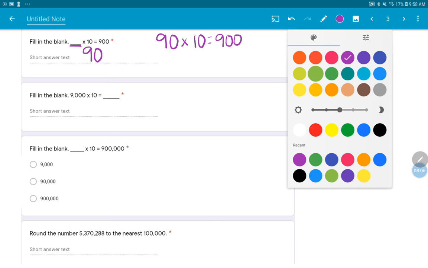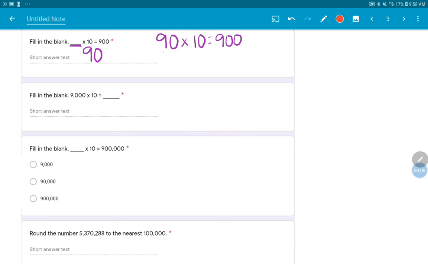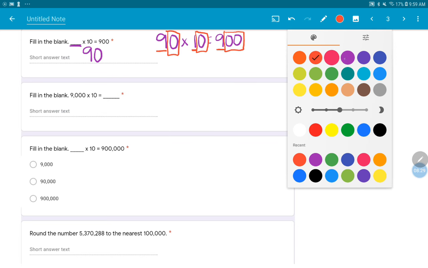Remember we talked yesterday, if we multiply 9 times 1, that equals 9. And then I'm going to take care of my zeros. I have 1, 2 zeros in the factors. So I'd have 2 zeros in the product. 90 times 10 equals 900.